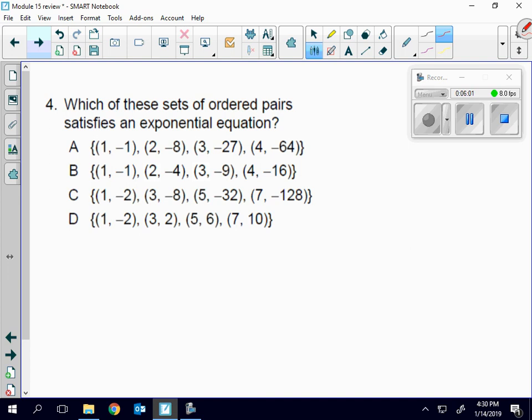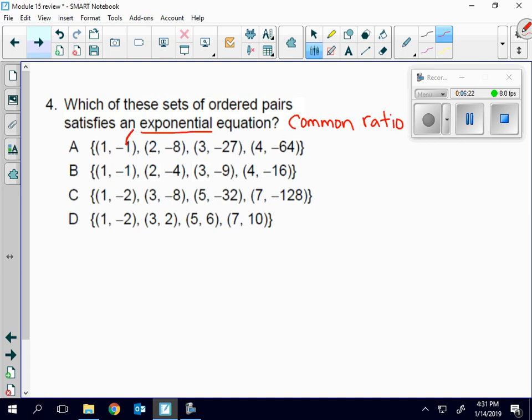Okay, number 4. Which of these sets of ordered pairs satisfies an exponential equation? An exponential equation means that I need a common ratio. I need to be able to multiply to get to the next term. So let's check this out.